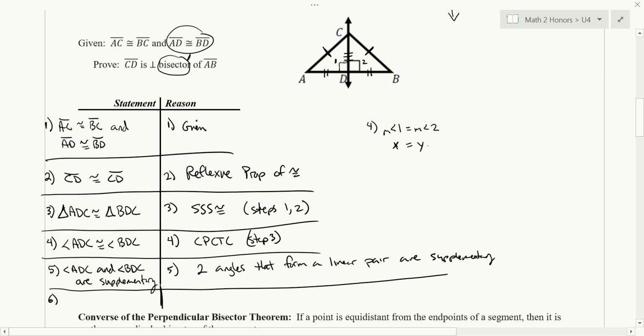And then in step 5 in our proof, we said that they're supplementary. What does that mean? They add to 180, so we have x plus y is 180. And so if I gave you this system of equations and said solve for x and y, what would you do? What's that? Divide 180 by 2. Why?